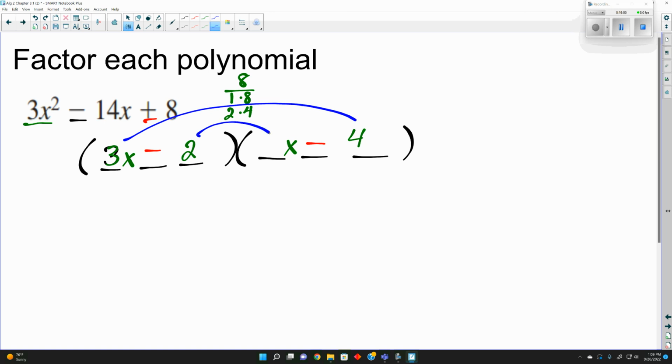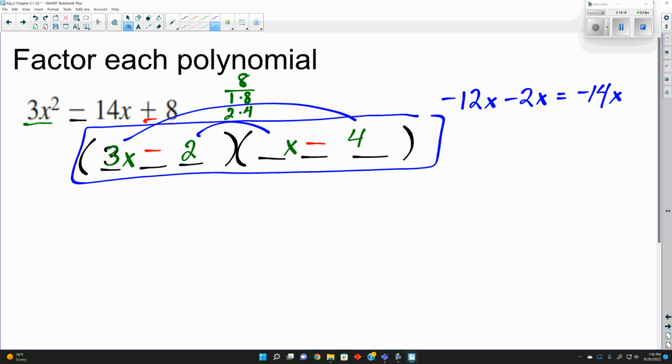3x times negative 4 is negative 12x. Negative 2 times x is negative 2x, which gives us negative 14x. Is that what we wanted? Yes. And that's it. Questions on any of this here?